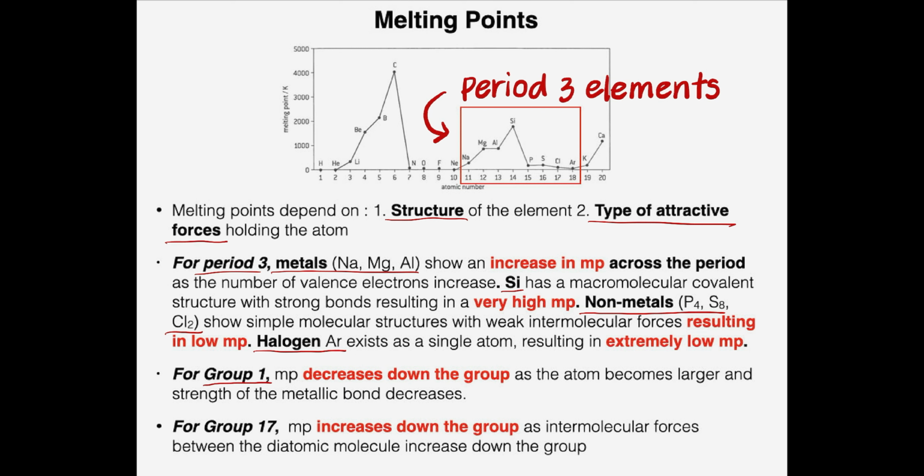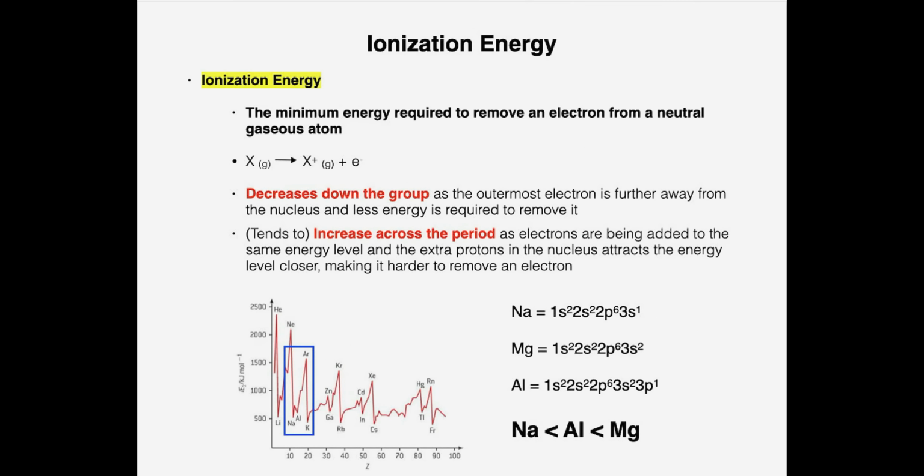For group 1, melting point decreases down the group as the atom becomes larger and the strength of the metallic bond decreases. For group 17, melting point increases down the group as molecular forces between the diatomic molecule increase down the group. Next, ionization energy.